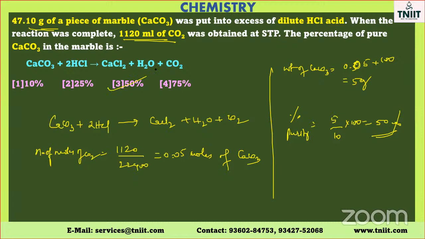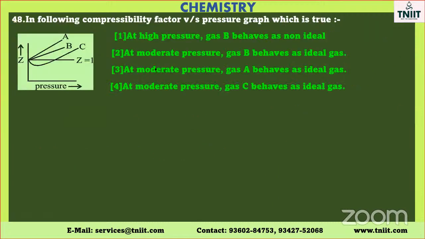The next question. The following compressibility factor versus pressure, which is true? At high pressure, gas B behaves as a non-ideal gas. At moderate pressure, B behaves as an ideal gas. At moderate pressure, gas A behaves like an ideal gas. At moderate pressure, C behaves like an ideal gas. So the answer for this question is option 1.